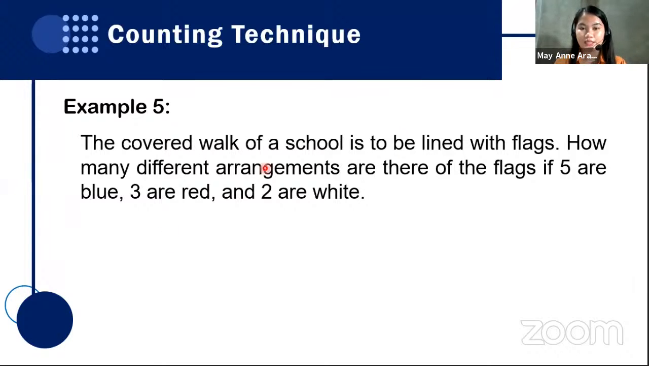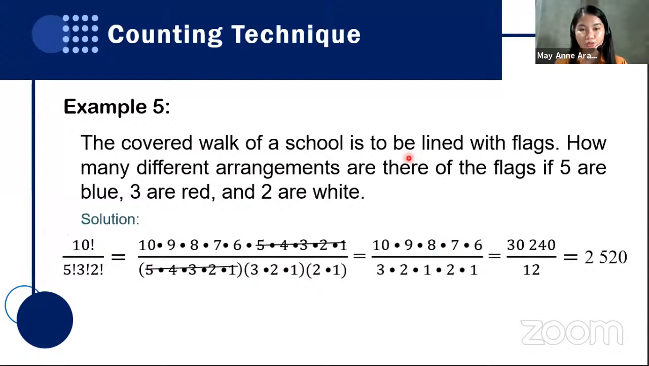For this, we need to apply the formula n factorial over p factorial q factorial r factorial. So for the solution, why did n become 10? How many flags are there in all? 5 plus 3 plus 2, that is 10. And divide by the factorials of the numbers of blue, red, and white flags. Take note that the sum of these numbers should be equal to the value of n. When you add them, the total should still be the value in the numerator. Okay, just cancel the biggest factorial.